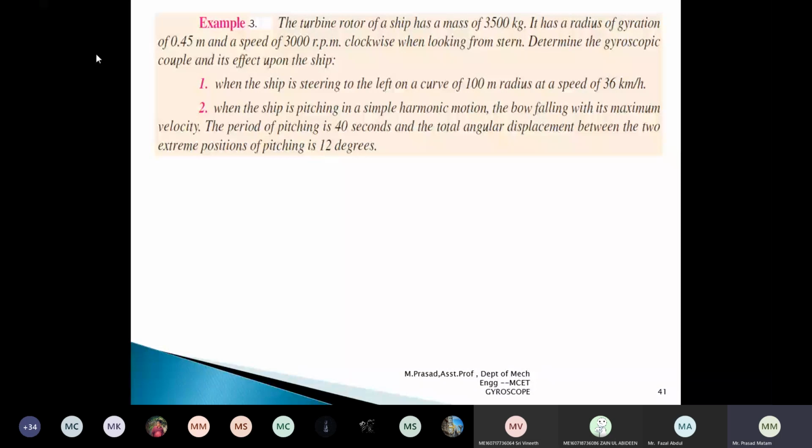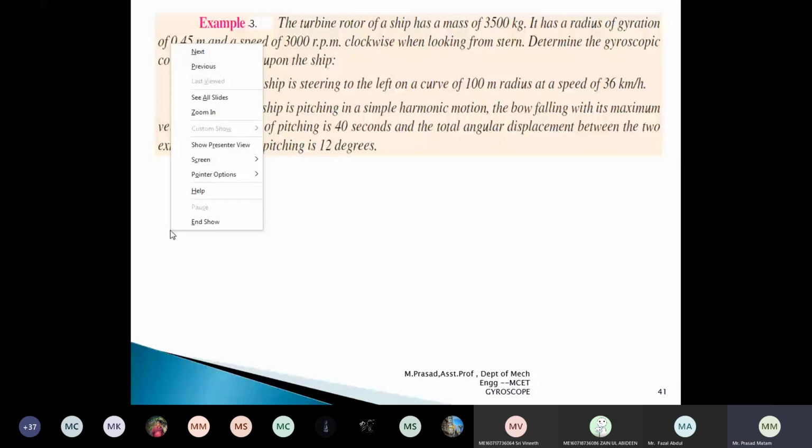With a maximum velocity. The period of pitching is 40 seconds and total angular displacement between two extreme positions of the pitching is 12 degrees. Means with respect to horizontal plane, the ship moves upwards by 6 degrees. Similarly, it moves 6 degrees downward. The total angle of the motion is 12 degrees, up and down together. So let us start the problem.